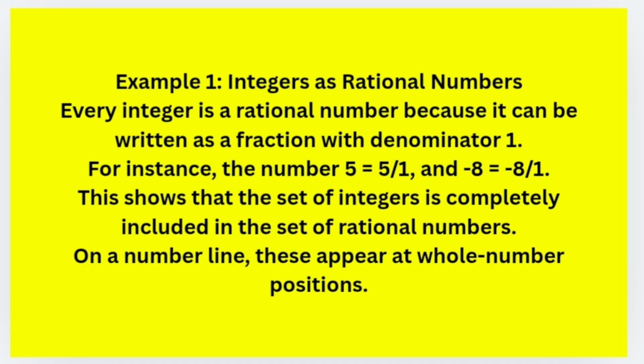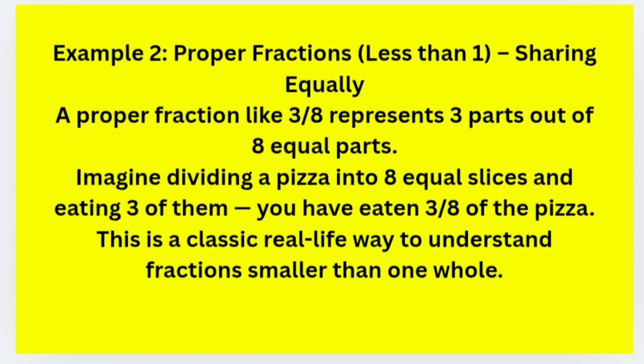Example 1. Integers as rational numbers. Every integer is a rational number because it can be written as a fraction with denominator 1. For instance, the number 5 equals 5/1 and negative 8 equals negative 8/1. This shows that the set of integers is completely included in the set of rational numbers. On a number line, this appears at whole number positions.